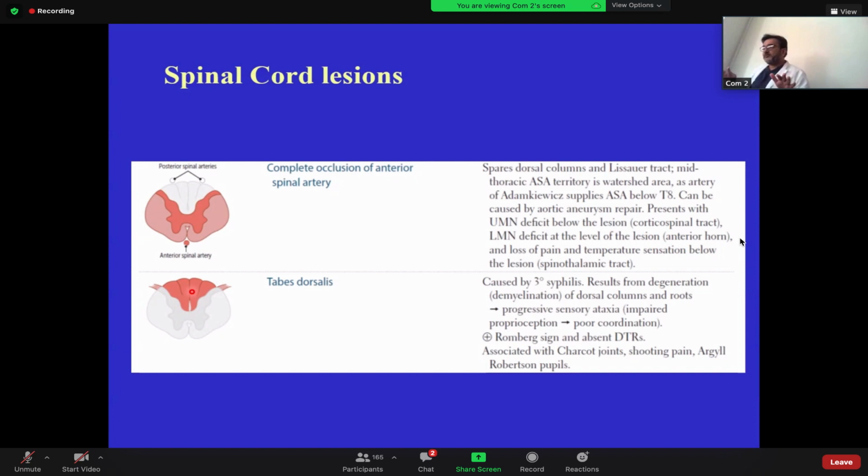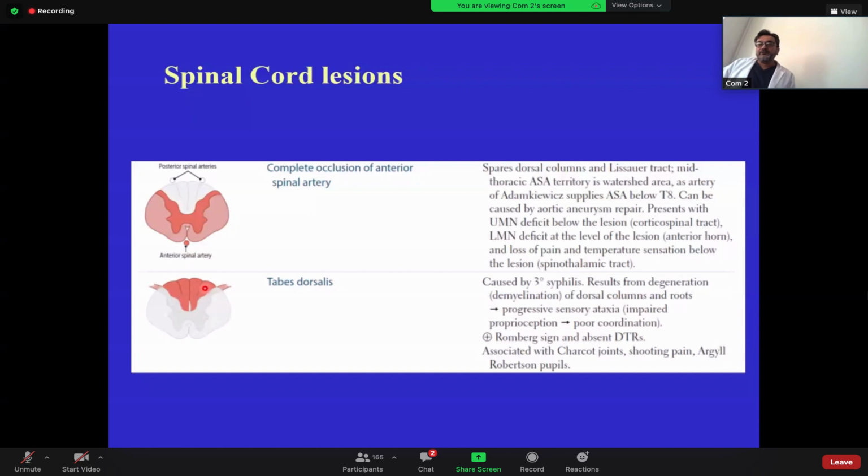So when you're putting your feet on the ground, you cannot make out where you are standing or which part of your foot is touching the ground. As a result, you have problems in balance. So you have progressive sensory ataxia, impaired proprioception, poor coordination. You are unable to localize the position of your joints and foot on the ground, resulting in imbalance, which is ataxia. So tabes dorsalis involves usually the posterior column, demyelination of the posterior column.